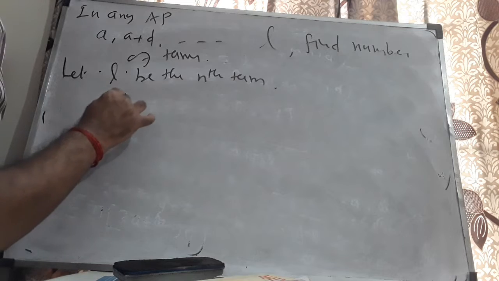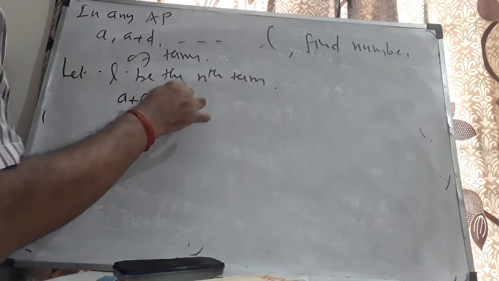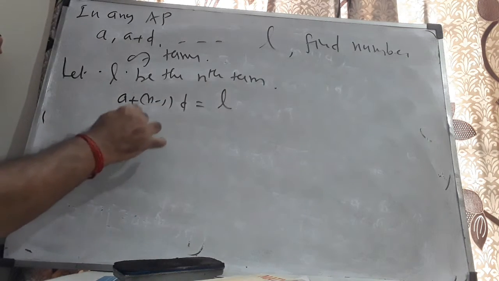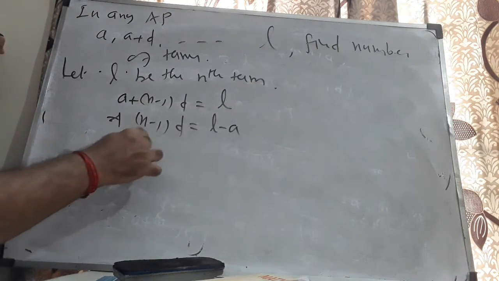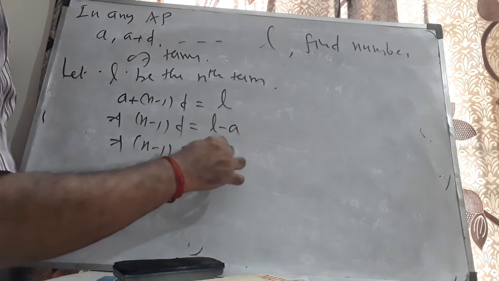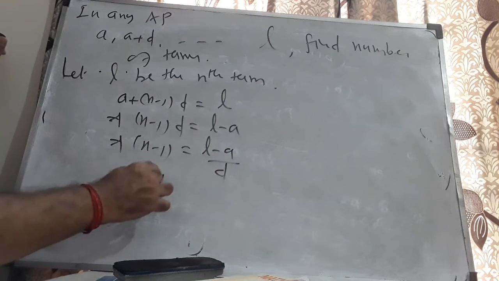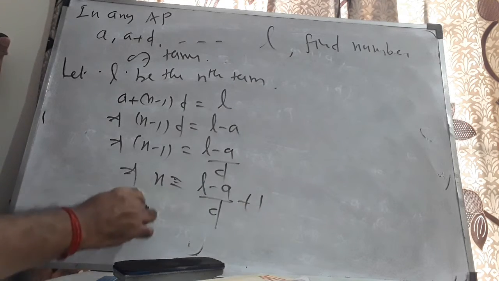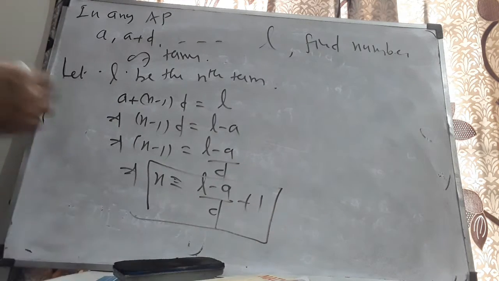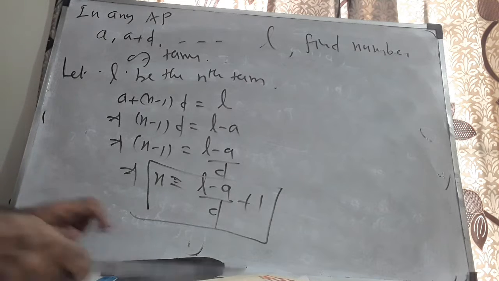Therefore, a plus (n minus 1) into d is equal to L, which implies (n minus 1) into d is equal to L minus a, which implies n minus 1 is equal to (L minus a) by d, which implies n is equal to (L minus a) whole by d, plus 1. This is the formula to find the number of terms in an AP.